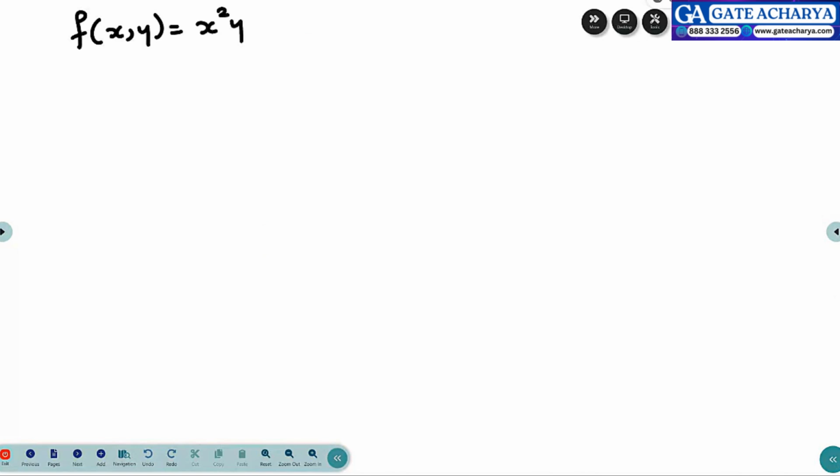X square y minus what? Then? Okay, let's start. What is p? The first derivative with respect to x. How to take the first derivative: when you're taking the derivative with respect to x, assume y as a constant. Treat y as a constant. Whatever you do for a constant, treat y as that.